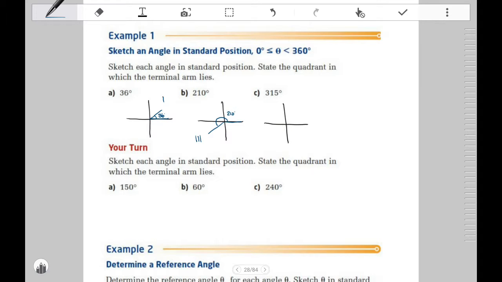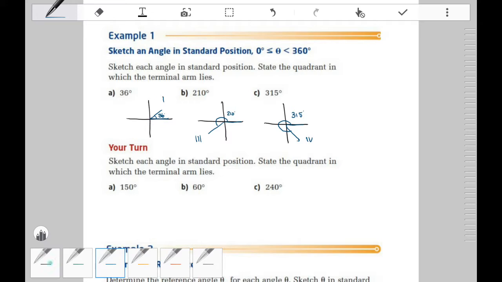315 degrees, we have our initial arm here. We're going around 90, 180, 270, and a little bit more. There's our terminal arm in quadrant 4, 315 degrees. Try the next ones on your own. In fact, try and beat me doing those examples.